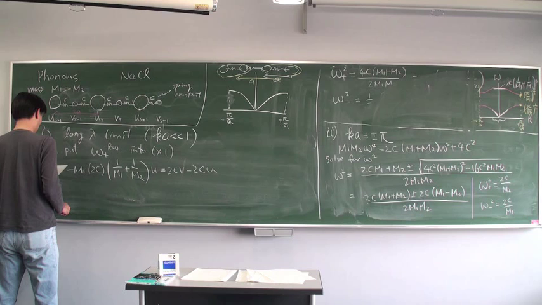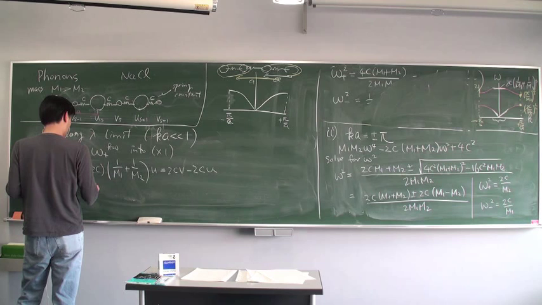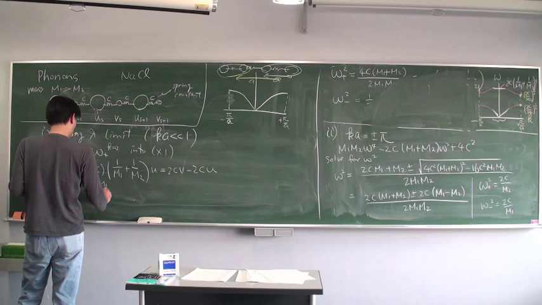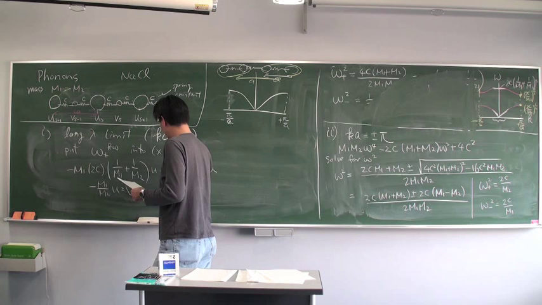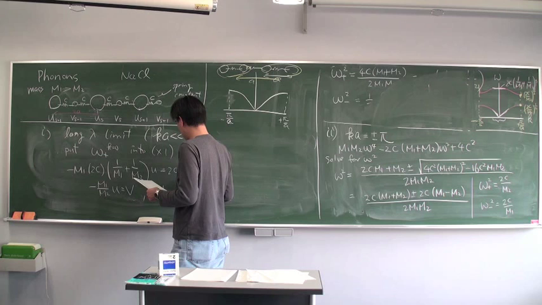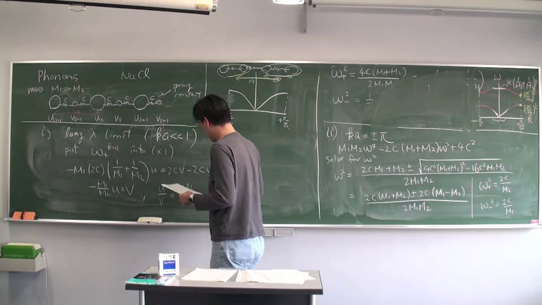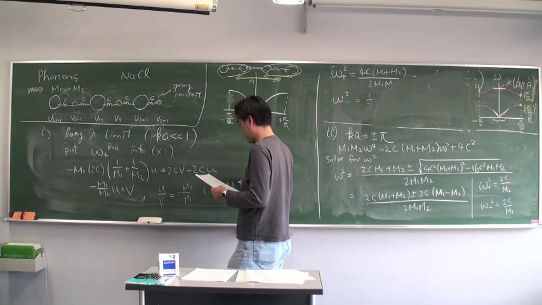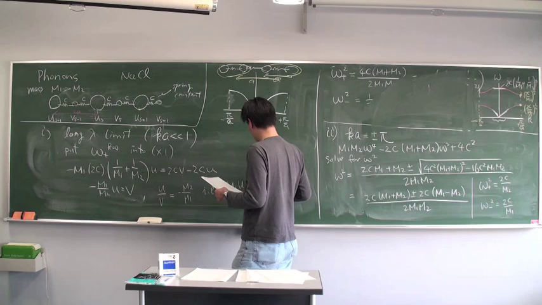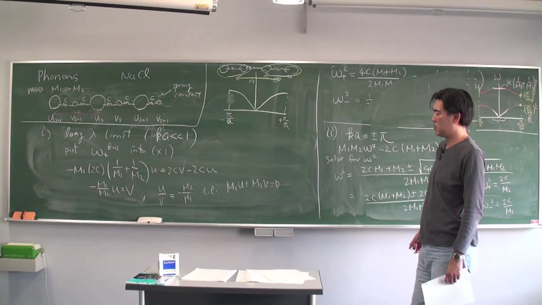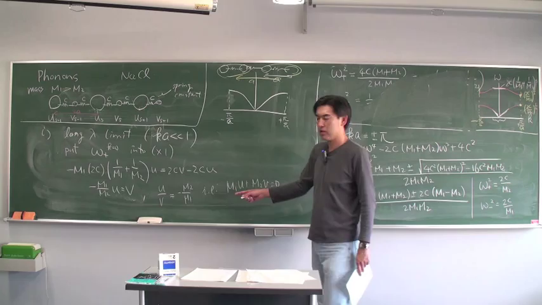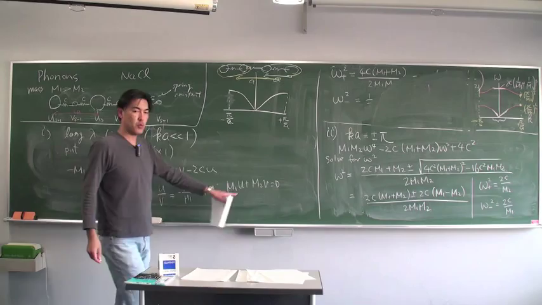And then if you sort this out, you get M1 over M2, U equals V. And this means U over V equals minus M2 over M1. So M1 U plus M2 V equals zero. What does it mean? The momentum of atom one cancels out the momentum of atom two. This is just momentum, MV.